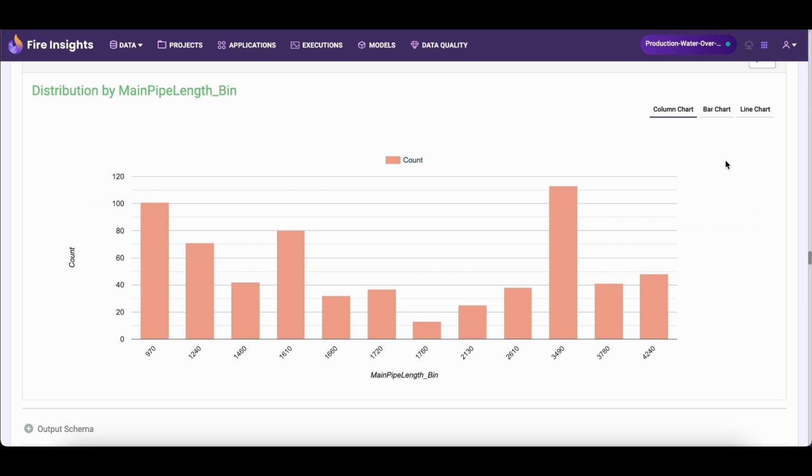Here we have the distribution of the counts of excess usage by the main pipe length. We can see that while shorter pipe lengths generally lead to more excess usage, we have an interesting spike around the 3,490 mark. This is actually the highest spike that we have. However, its neighbors at 2,610 and 3,780 are far lower than even the average. This is an interesting point and may need to be explored in the future.